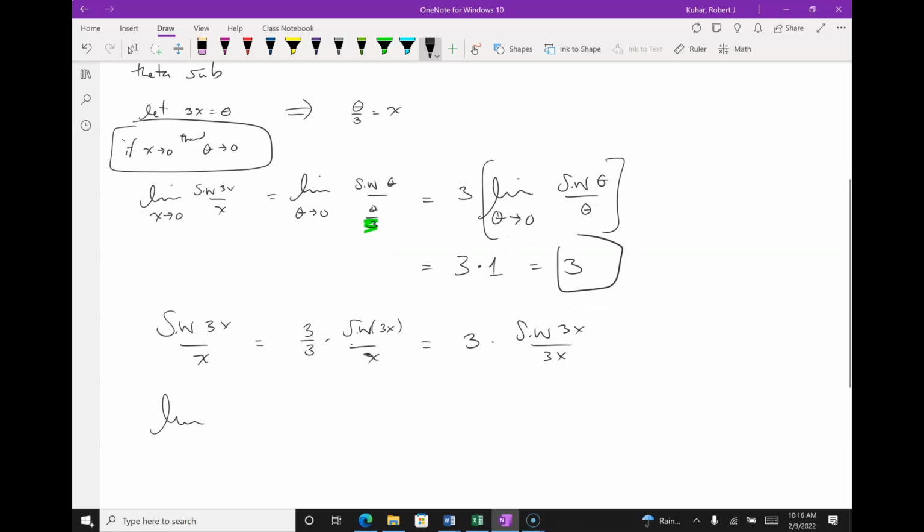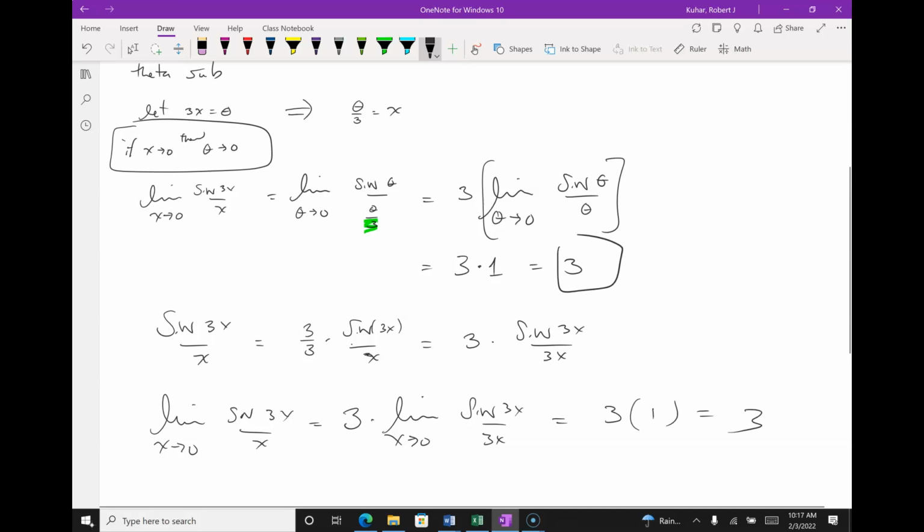So I know that the limit of sine 3x over x as x goes to 0 is 3 times the limit of sine 3x over 3x as x goes to 0. And that's 3 times 1 again. Right? Sine of theta over theta. Sine of w over w, right? So make sure that argument and that denominator match. And then you're going to get that limit of 1.